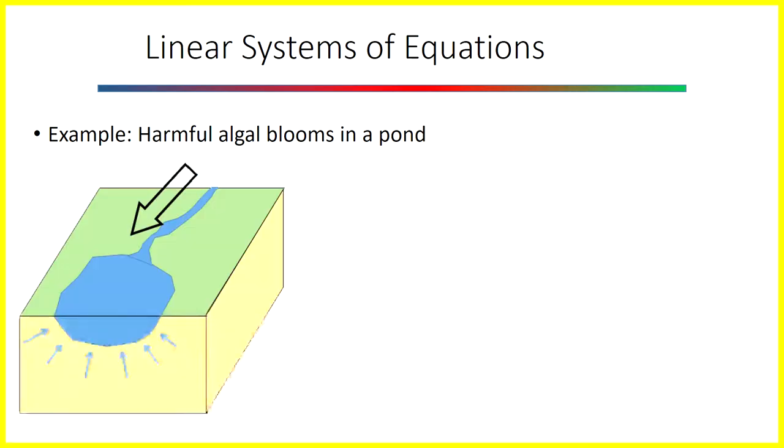One is a stream that enters the pond, and the other is groundwater that seeps up into the pond. You really want to differentiate between these two different sources of nutrients because you know that the policies needed to clean up your pond will vary depending on which nutrient source is more important.